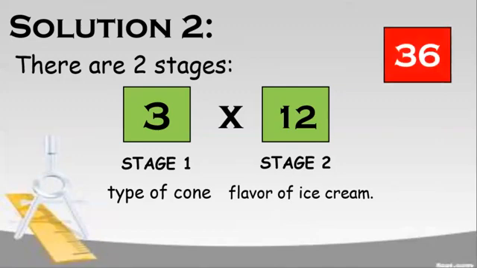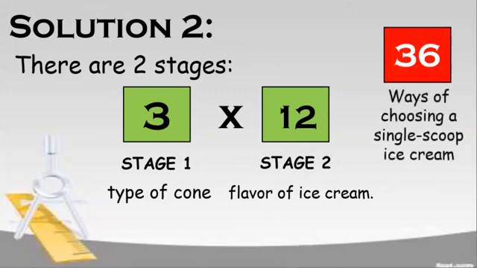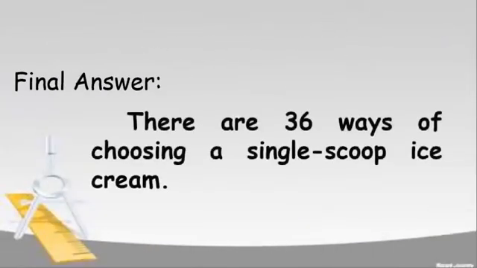And again, same pa din naman po tayo nakuhang answer. We have 36 possible ways of choosing a single scoop ice cream. So our final answer, there are 36 ways of choosing a single scoop ice cream. So yun po ang gamit natin ng FCP or the multiplication principle of counting. Let's have another example.